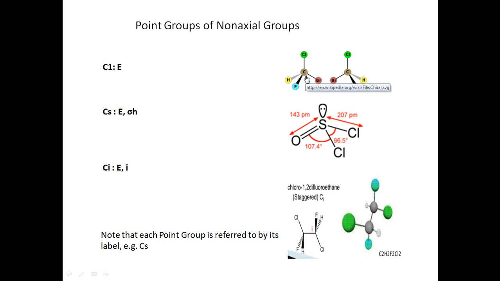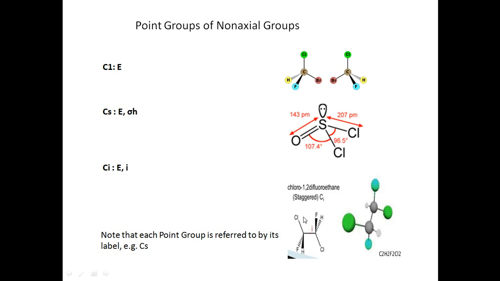For example, if we take the C1 class, we have this example of chlorofluorobromoethane. It possesses only identity. If you make this molecule from a model and try different symmetry elements, you will find that we have only the identity element E. Now look at the CS group. I have taken the example of thionyl chloride here. It possesses identity as well as the sigma h. You can easily recognize the sigma h, which is passing in between both chlorines and cutting the sulfur and the oxygen.